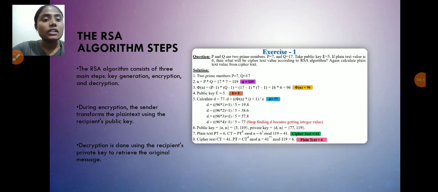Now, the public key E, N equals 5, 119. Private key D, N equals 77, 119. Plain text PT equals 6. CT, that is ciphertext, equals PT to the power e mod n, that is 6 to the power 5 mod 119, which equals 41. So the ciphertext CT equals 41. PT equals CT to the power d mod n, which equals 41 to the power 77 mod 119, which equals 6. The plain text value is 6.